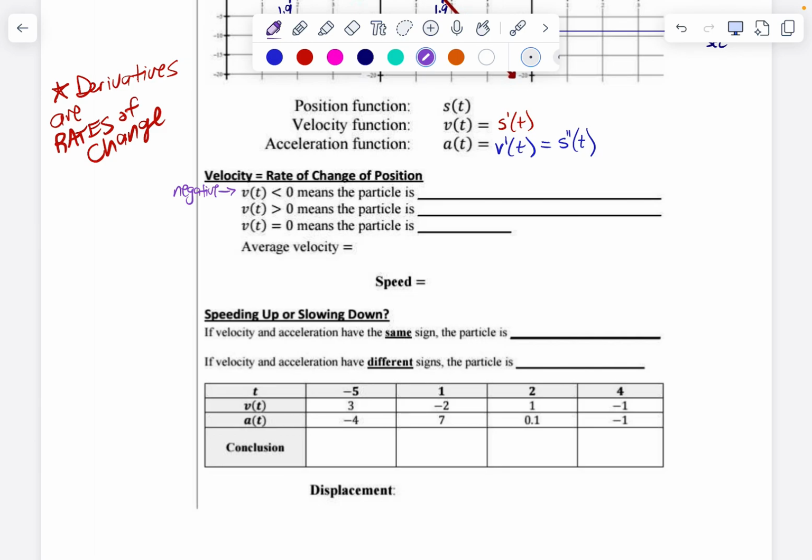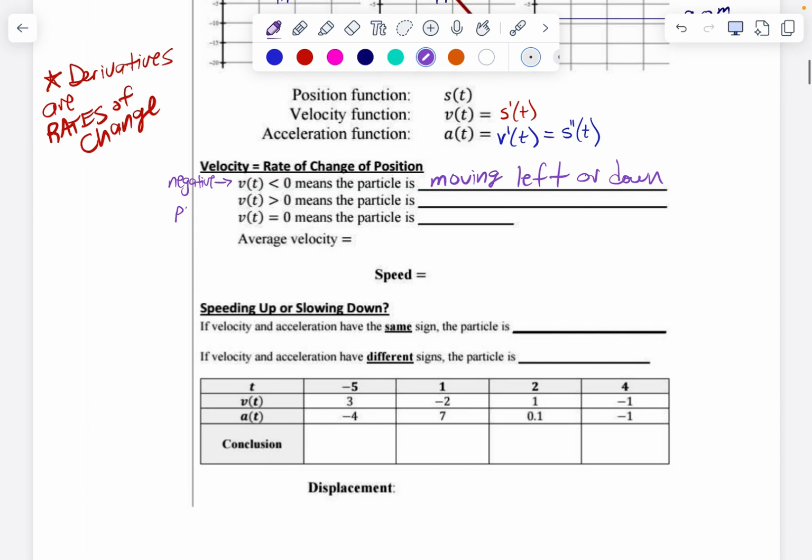If it's negative, the particle is moving left, or it's moving down, depending on which direction we're talking about. So left and down, think quadrants in a 4-quadrant graph. Like quadrants 2 and 3, that's left. Those are both negative x. Quadrants 3 and 4, down. Those are both negative y. All right, v of t positive, that means it's doing the opposite. So that's right or up.